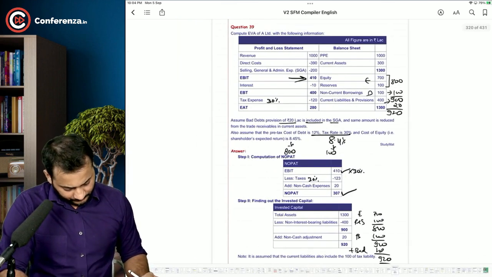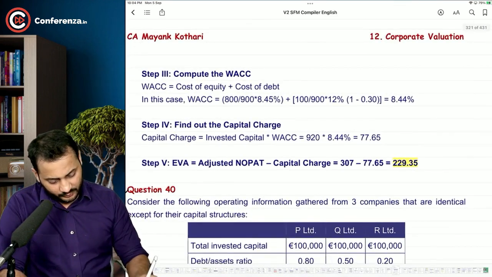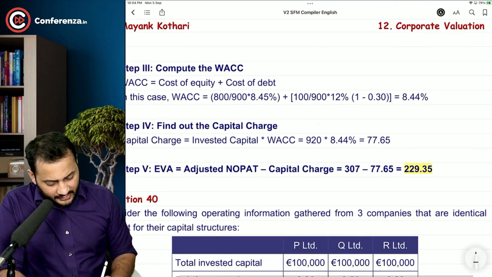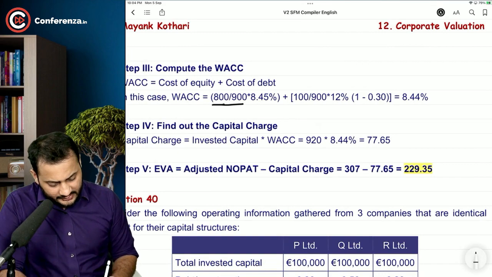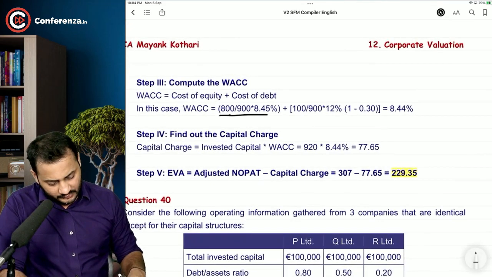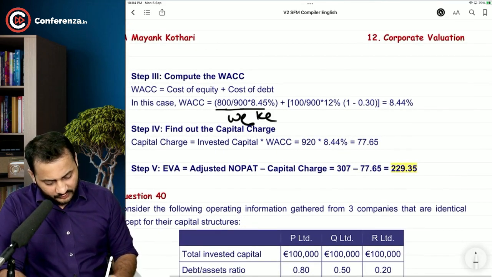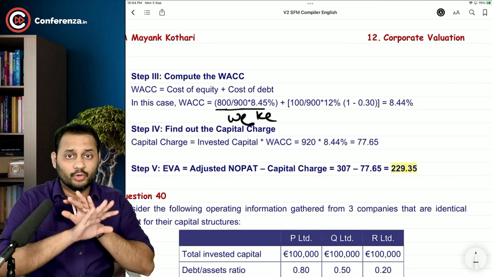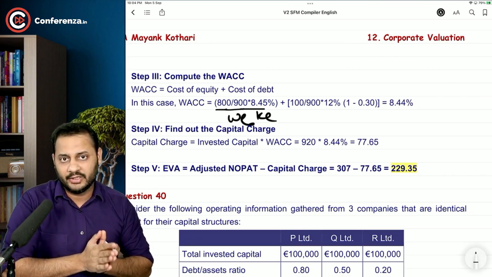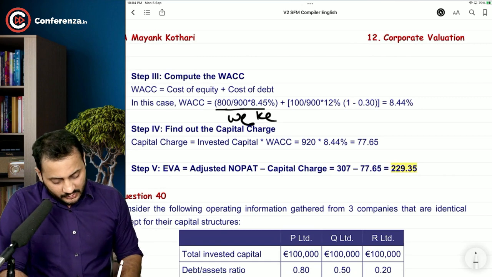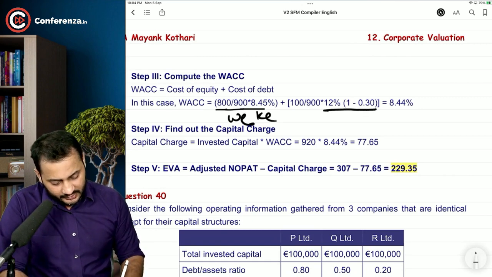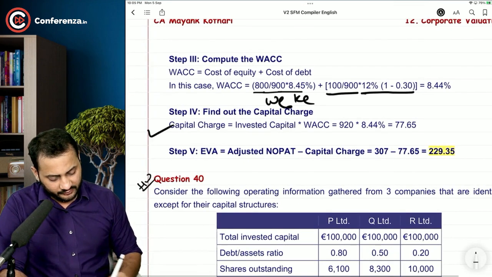Okay. Next, WACC. You can clearly see 800 by 900 is 8.45. This is cost of equity, this is weight of equity. While calculating the weights, do not take 920 in the denominator, only 900. This is after tax cost of debt and this is cost of rest, everything is same.